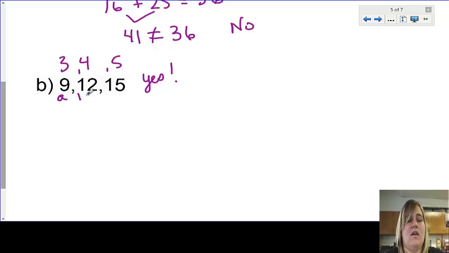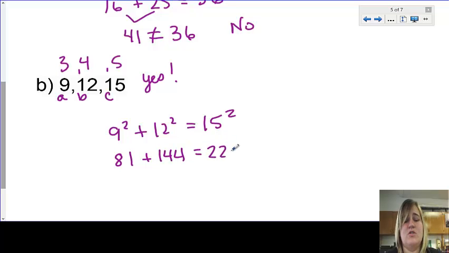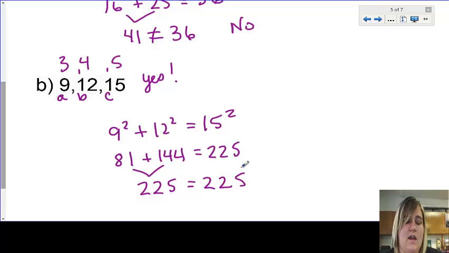Okay, I have A, B, and C. So 9 squared plus 12 squared has to equal 15 squared. 9 squared is 81. 12 squared is 144. 15 squared is 225. So when I add those two together, 225 is what I get, which means that I have a Pythagorean triple. Okay? I think that's maybe the last.